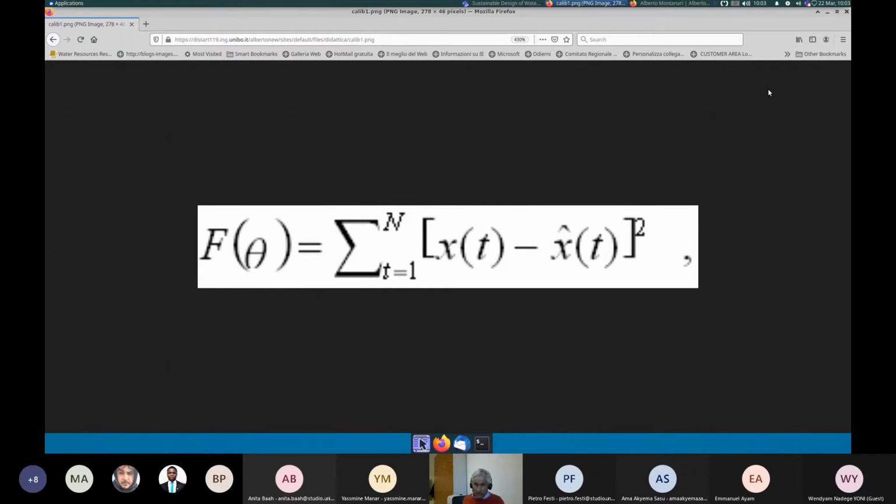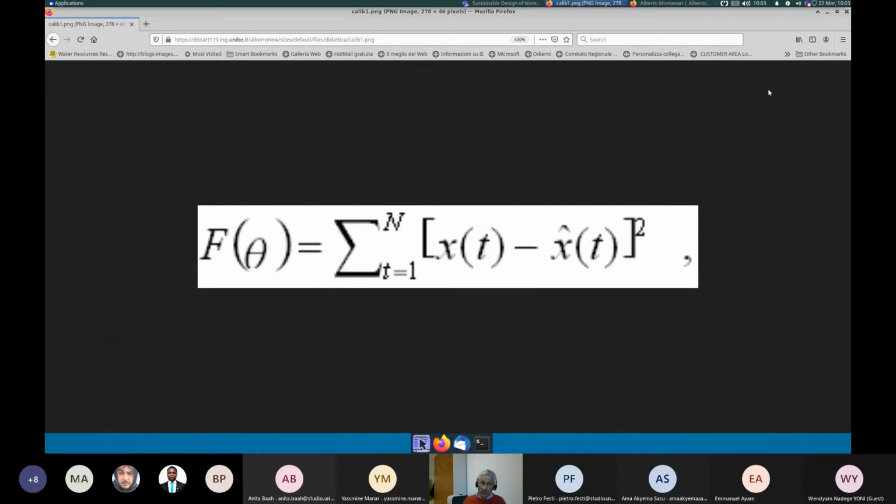Now, I square this difference. Why do I take the square? Okay, let me give you a very simple reason for that. Because I want to avoid compensation between negative and positive errors. So by squaring, I eliminate the sign. This is a first reason. I'll give you other reasons later. Now, I take for each observation this difference squared, and then I sum all the squared differences.